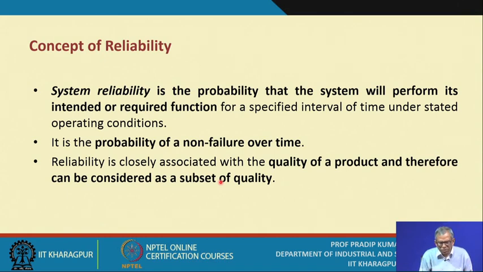Reliability is closely associated with the quality of a product and therefore can be considered as a subset of quality. Now the question remains: suppose the quality is excellent. We say that the product quality, the system's quality, is excellent. Can you assume that the reliability of the system or the product is 100%? It is essentially a probability. Can you assume that the value of reliability is 1? That is a big question, in fact.